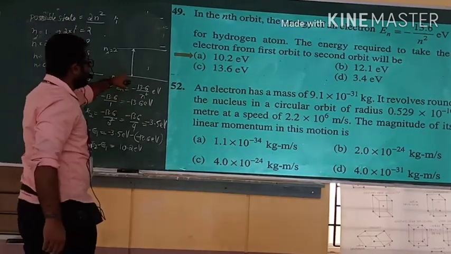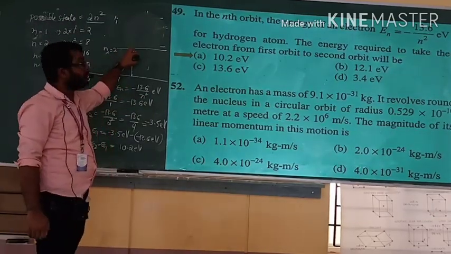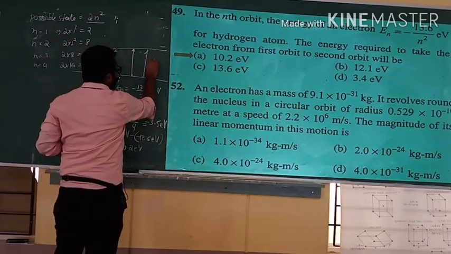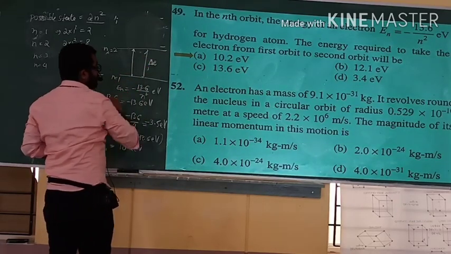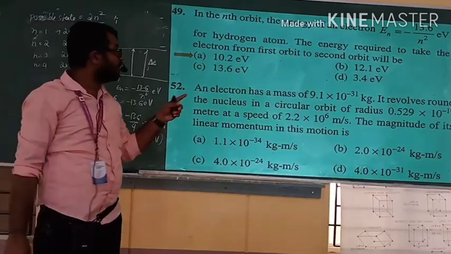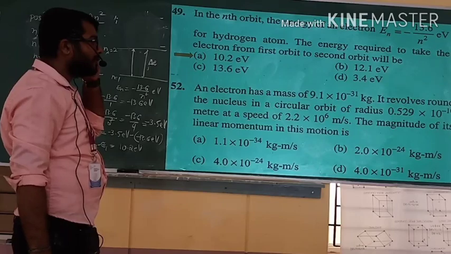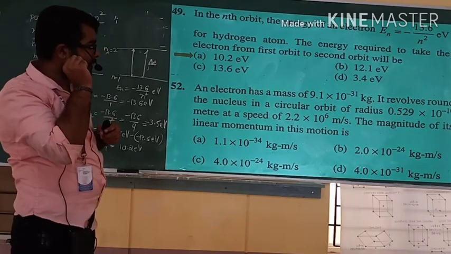Okay, if an electron in the ground state has to go to a higher state, we have to give this difference in energy to the electron, and then it will excite. Correct.